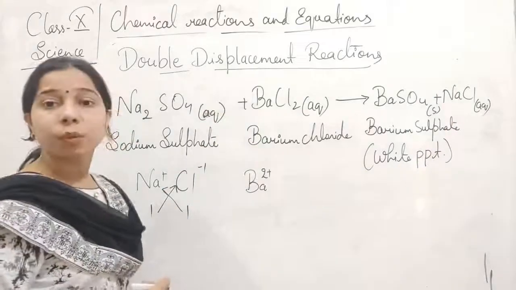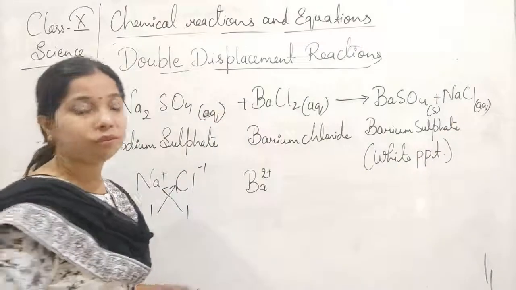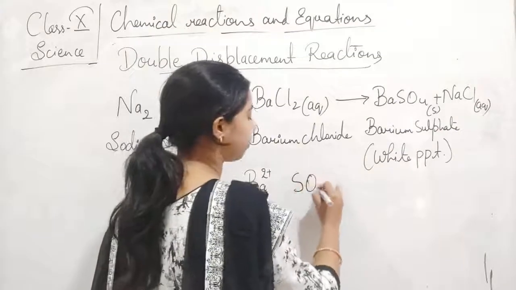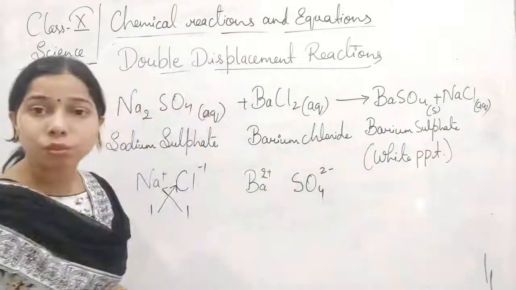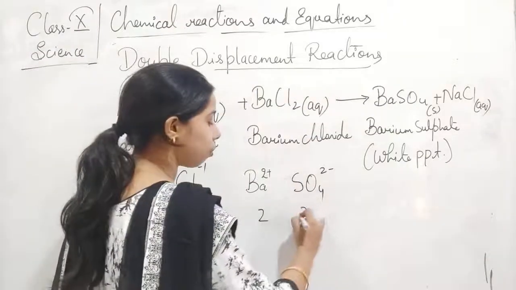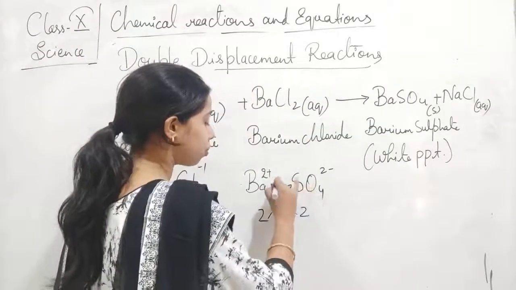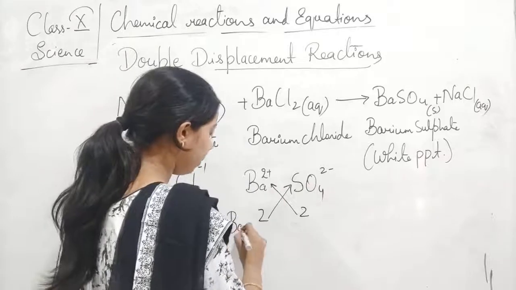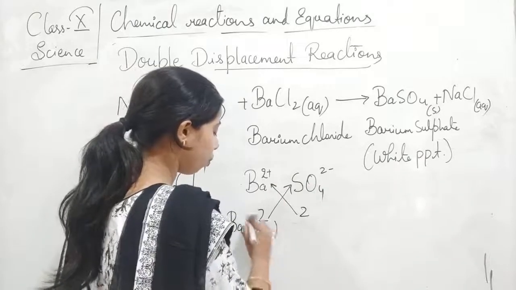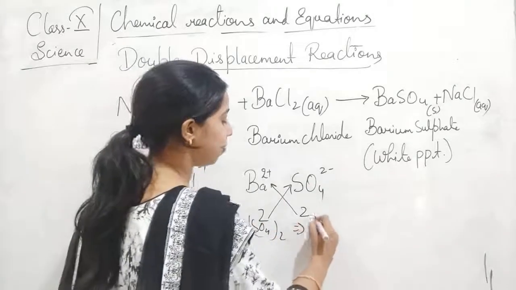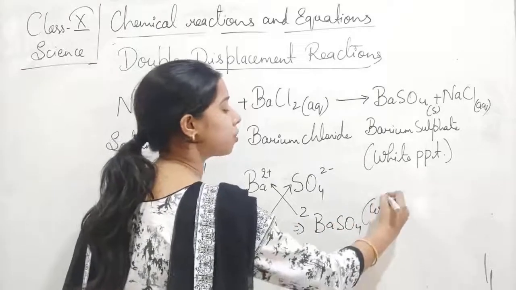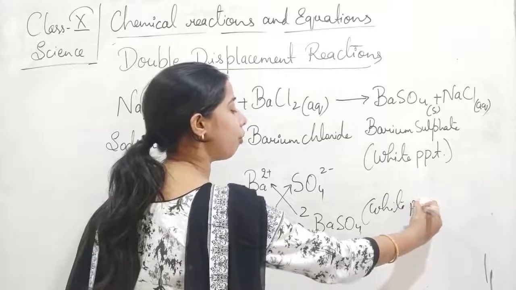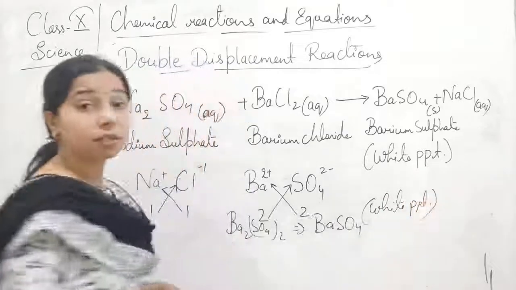What happened when the barium reacts with the sulfate? Barium ion reacts with the sulfate ion. So sulfate ion is -2. It means their valency is also 2. So when they react together, it will be Ba2(SO4)2, or we can simply write it as BaSO4, which is the white PPT formed in this double displacement reaction.